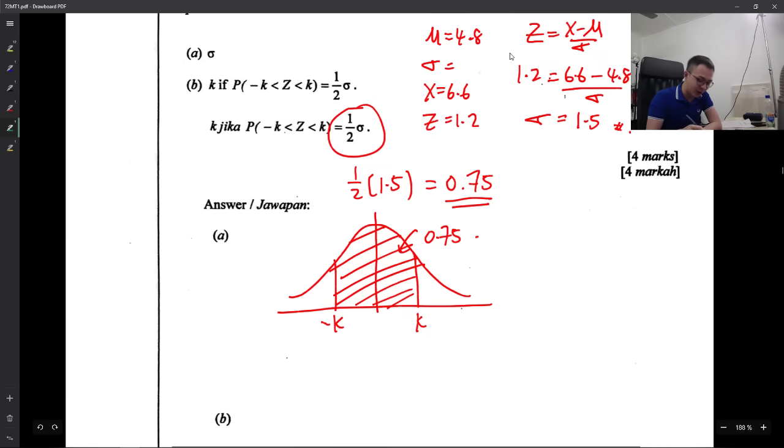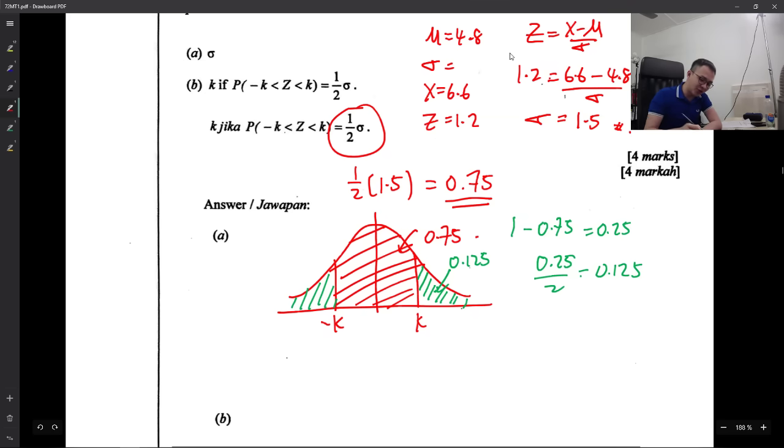So my logic is the whole probability we know is 1. I will need to find out what it is. Because of negative k and k, both sides are symmetrical, right? So if I use 1 minus 0.75, I actually get 0.25. But because both sides are symmetrical, if I divide 0.25 by 2, I get 0.125. Okay, so therefore, I can easily know the probability here is 0.125.